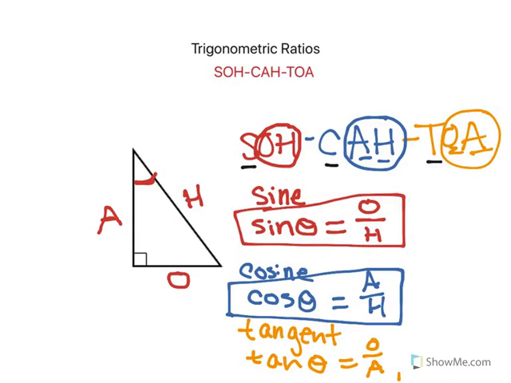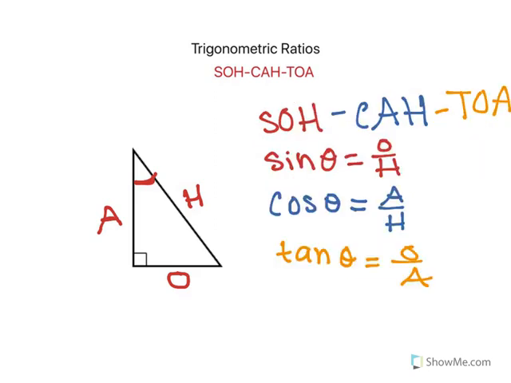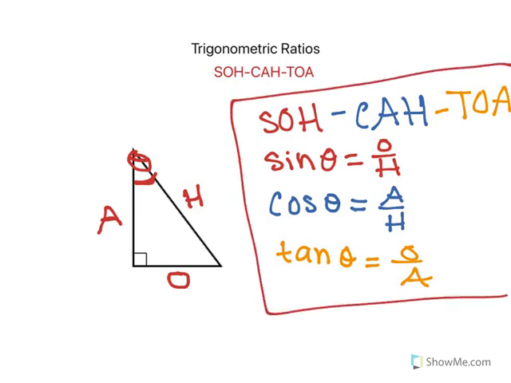Oh, sorry, it's hard for me to see the bottom of my screen. All right, so let me clean that up for you a little bit. Okay, so if I go over to my triangle and I label it theta, it's just the symbol we use for an angle. Here are my trigonometric ratios that you need to have memorized.